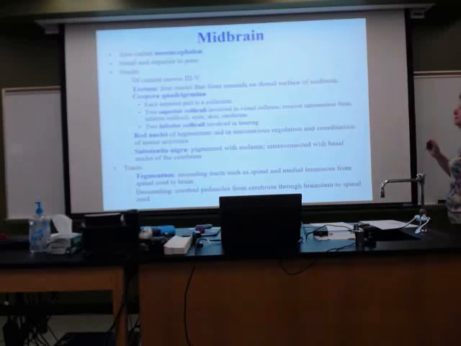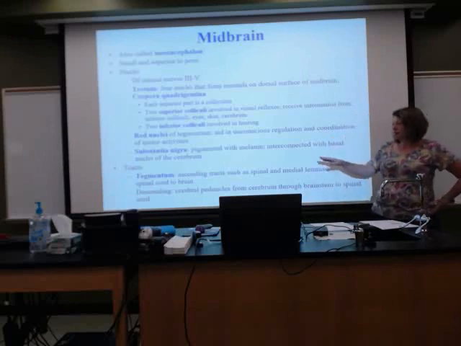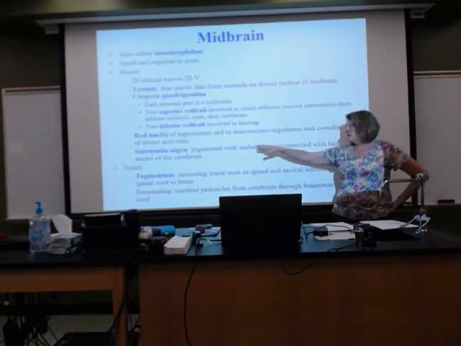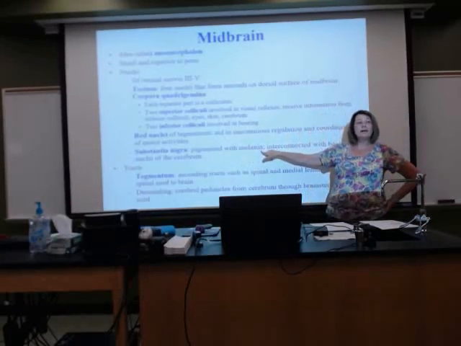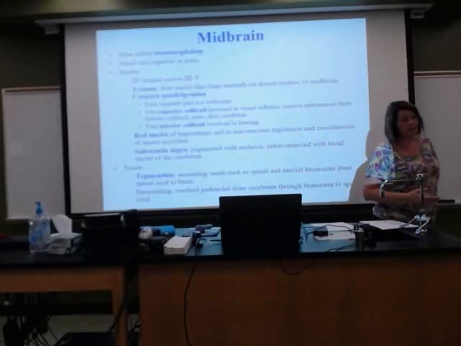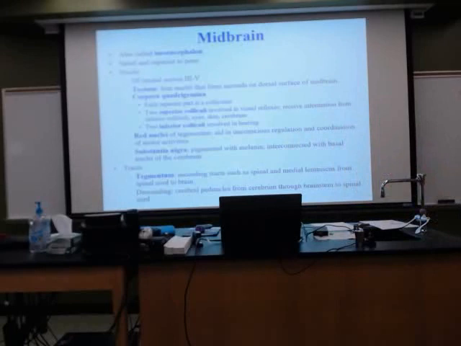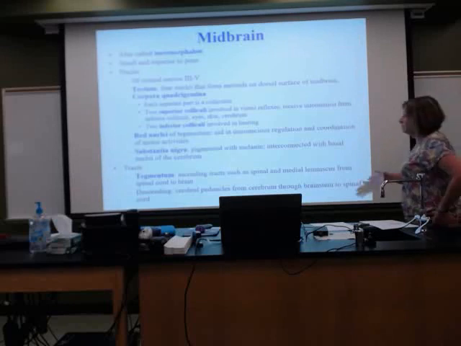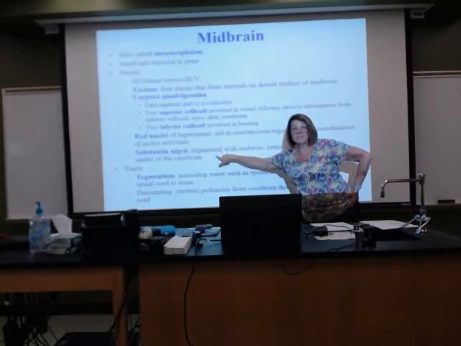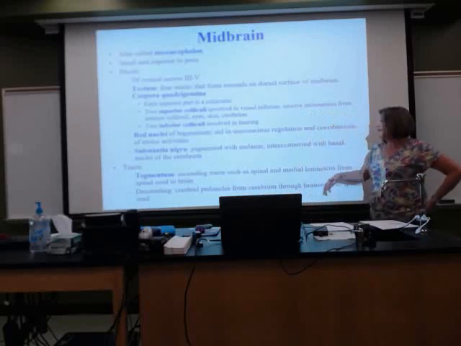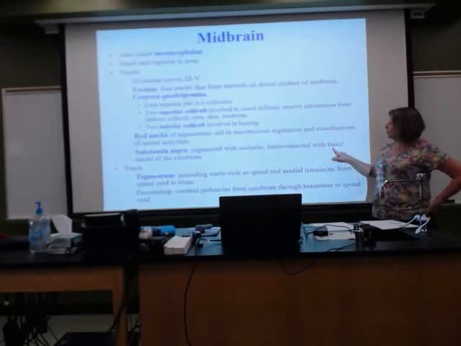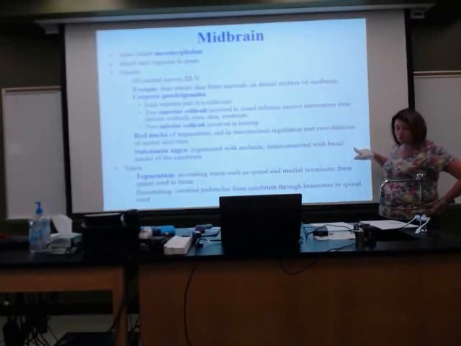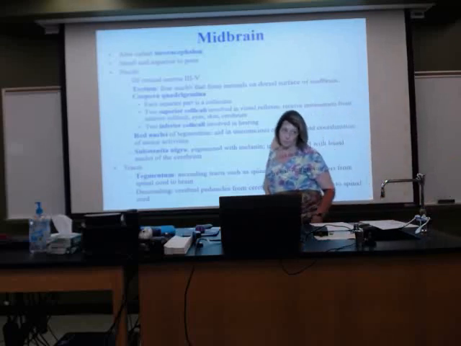The substantia nigra, all right? Nigra, that term means black, and what that's telling me is it has a lot of melanin. So in a cross section of that area, that is what it would appear to look like. So they would be saying this is where this nuclei would be located. These are interconnected with basal nuclei of the cerebrum.